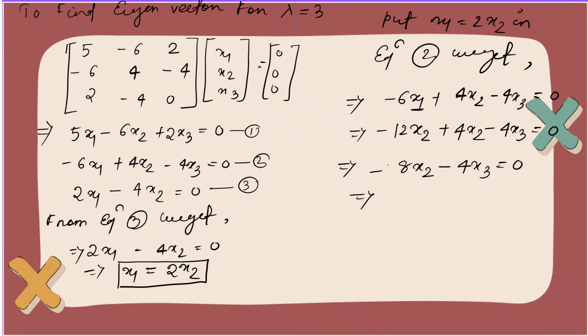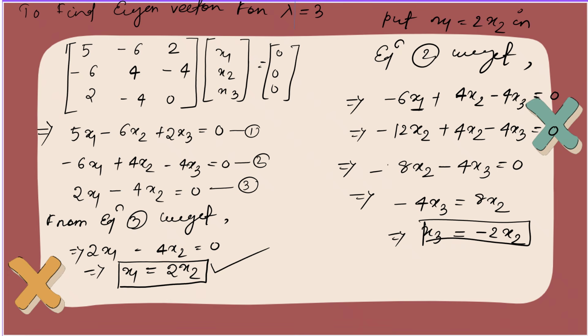Now you have to convert x3 into the form of x2, because from the first equation we converted x1 in terms of x2. So minus 4x3 is equal to 8x2. So x3 is nothing but minus 2x2. So first x1 is in the form of x2 and x3 is in the form of x2.